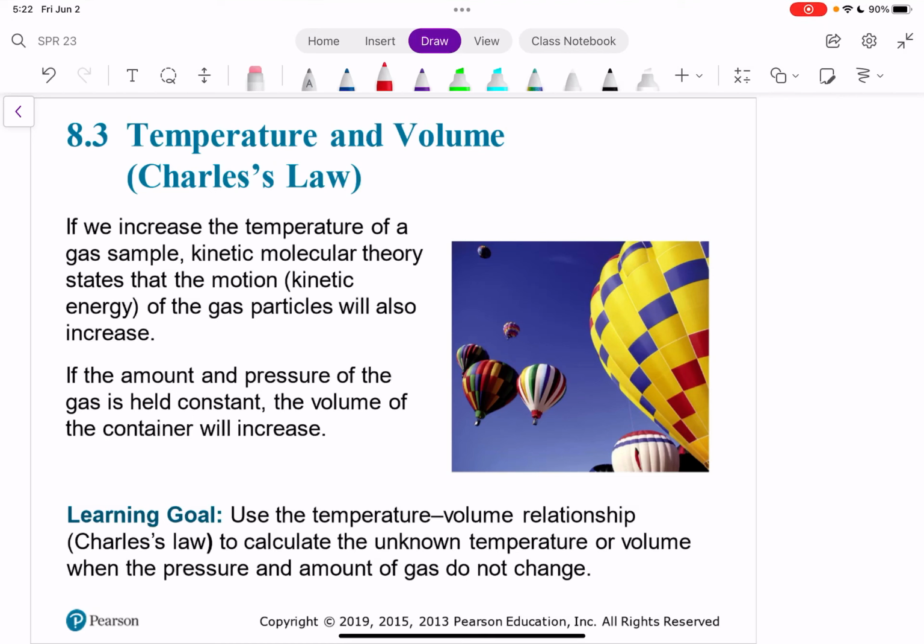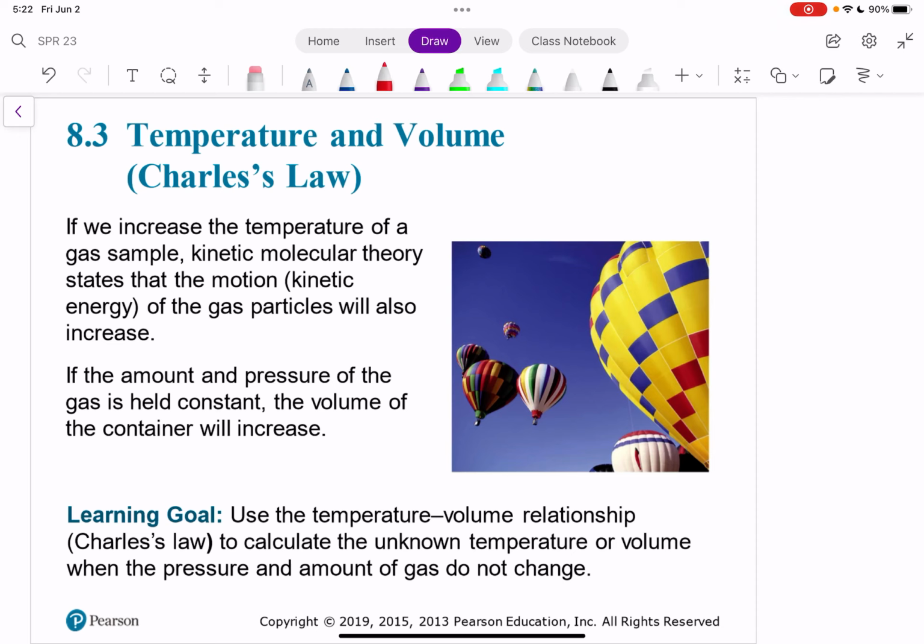Hi everyone, welcome back. So in the last video, we talked about how pressure and volume are related using Boyle's law. And in this video, we're going to talk about how temperature and volume of a gas are related using Charles' law. So Charles' law states that if we increase the temperature of a gas sample, the motion or kinetic energy of the gas particles is also going to increase.